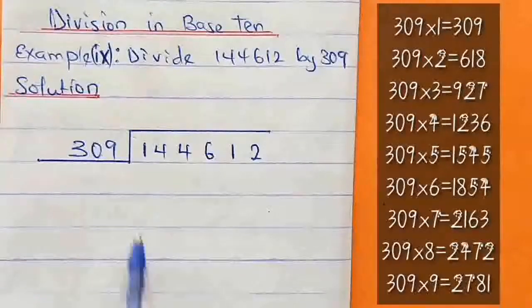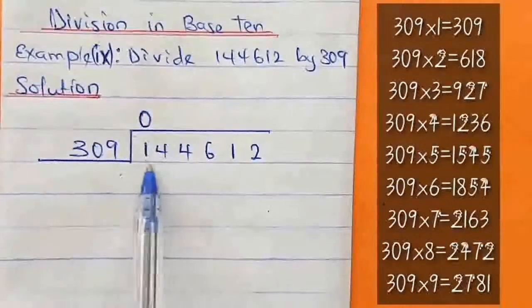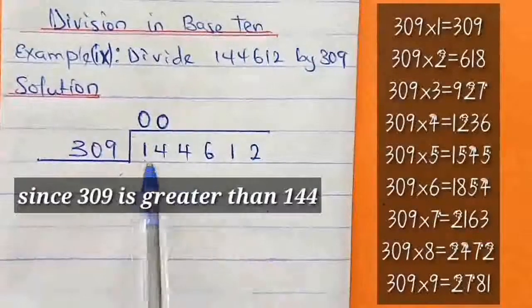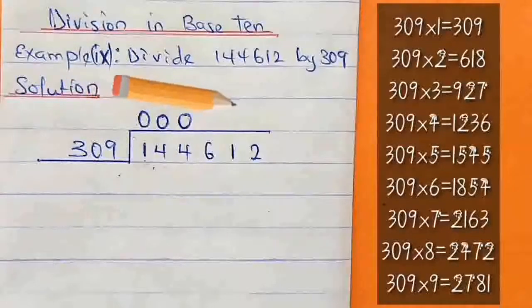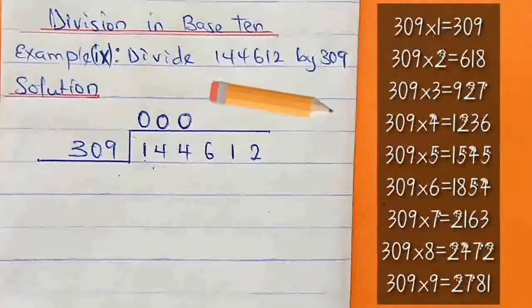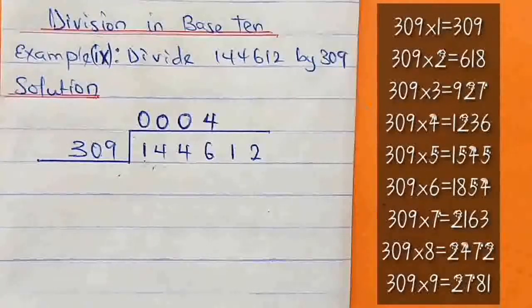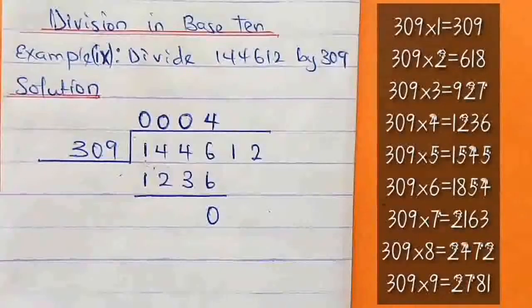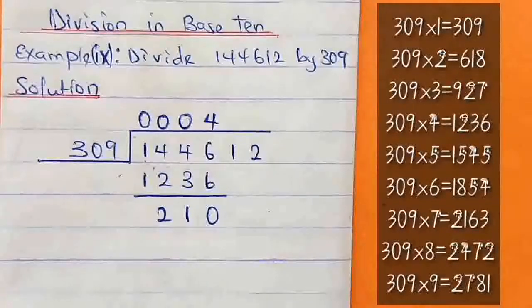Okay, look over here. 309 divide 1 won't work. We say 0. 309 divide 14 won't work. We say 0 again. 309 divide 144 won't work. We still say 0. 309 dividing 1446. The likely number that can be there is 1236, which is 4. 4 times 309 is supposed to give us 1236. Subtract, we have 6 minus 6 will give us 0. 4 minus 3 will give us 1. 4 minus 2 will give us 2. 1 minus 1 is 0, no value.